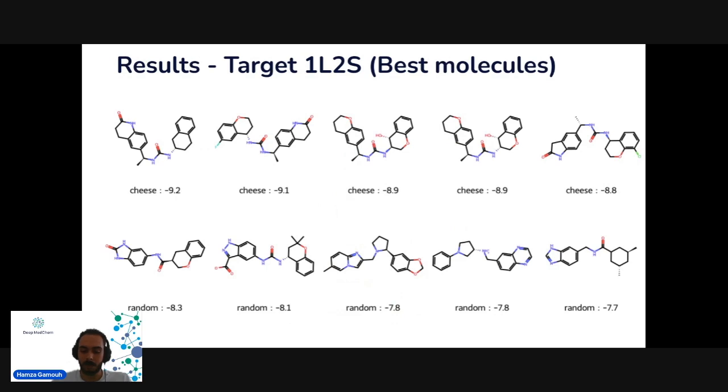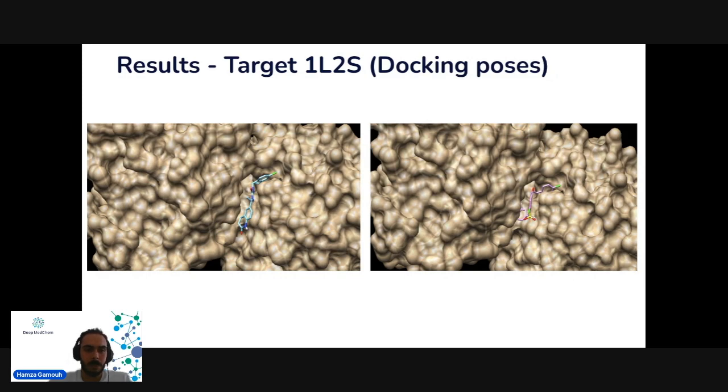Here are some molecules. These are 5 molecules sampled randomly from those 100 best molecules. You can see that these are the types of molecules that cheese selects over the exploration process. And you can see that overall the docking scores are much better than the random scores. Here we visualize some docking poses. On the left is a molecule docked by cheese, and on the right is a molecule docked by the random strategy. So you can see how the docking poses compare to each other.